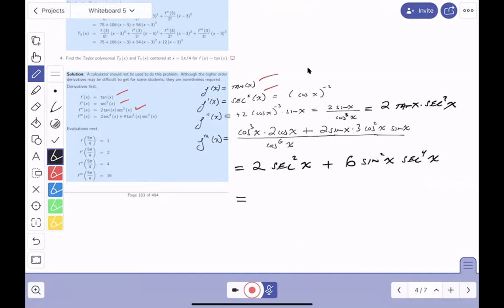Got the second derivative, right? I'd probably factor out a secant squared. Probably factor out a 2. What would you get? 1 plus. No, yeah, I think I made a mistake somewhere.